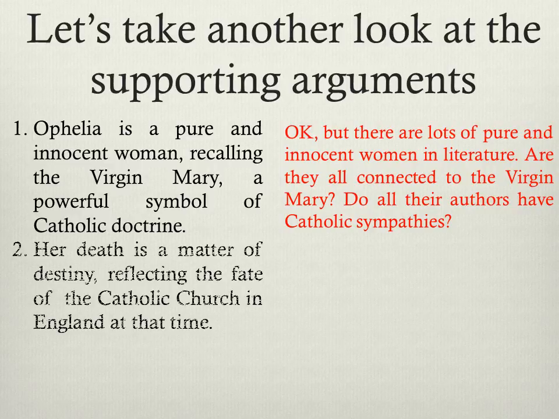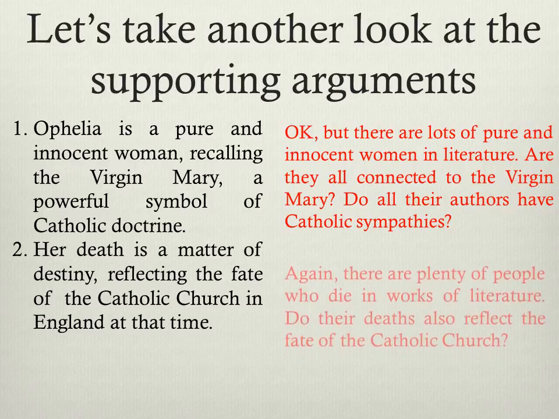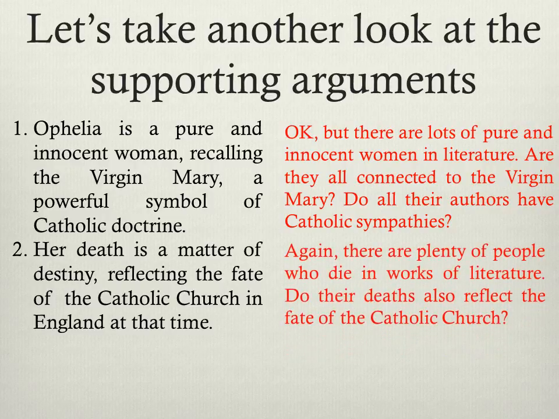Second argument, that her death is a matter of destiny, reflecting the fate of the Catholic Church in England at that time. Well, I have the same problem with that. There are plenty of people who die in works of literature. They're not all connected with the fate of the Catholic Church, are they? What would make this different? Why, in this case, would we say that Ophelia's death is connected to the Catholic Church and that she is connected to the Virgin Mary? Why wouldn't we say that about all pure women who die in works of literature? It doesn't altogether make sense to me.